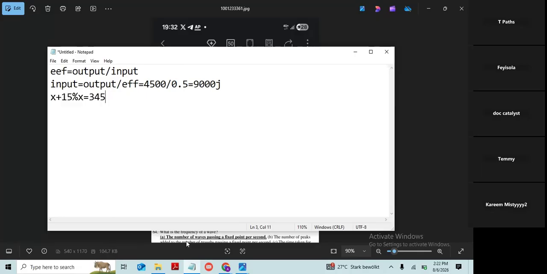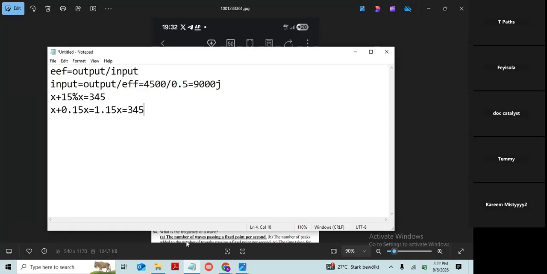If you are with your calculator or your pen, you can check and divide 15 over 100. You will get 15% equals 0.15. So we have x plus 0.15x. What would that give you? That will give us 1.15x. So 1.15x is equal to 345.